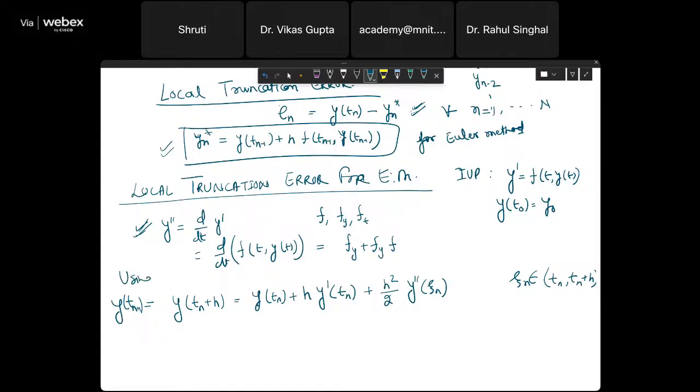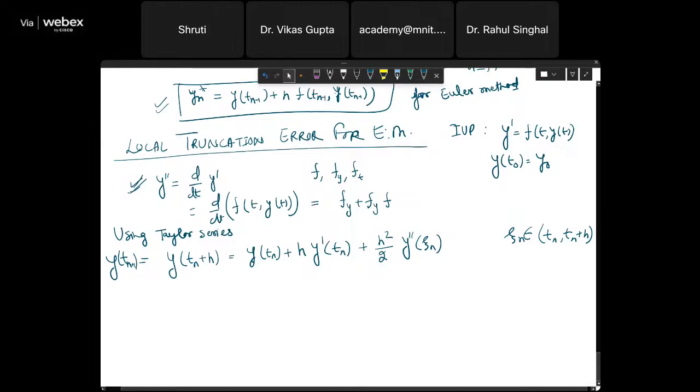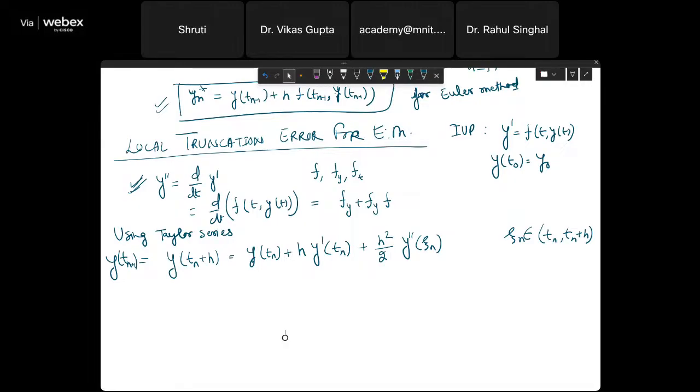So using Taylor series expansion, we are expanding y at tn plus 1 about the point tn, which gives you this expression. From here, what we get is the following. We can write this part, h square by 2 y double prime xi, as the remainder term here.